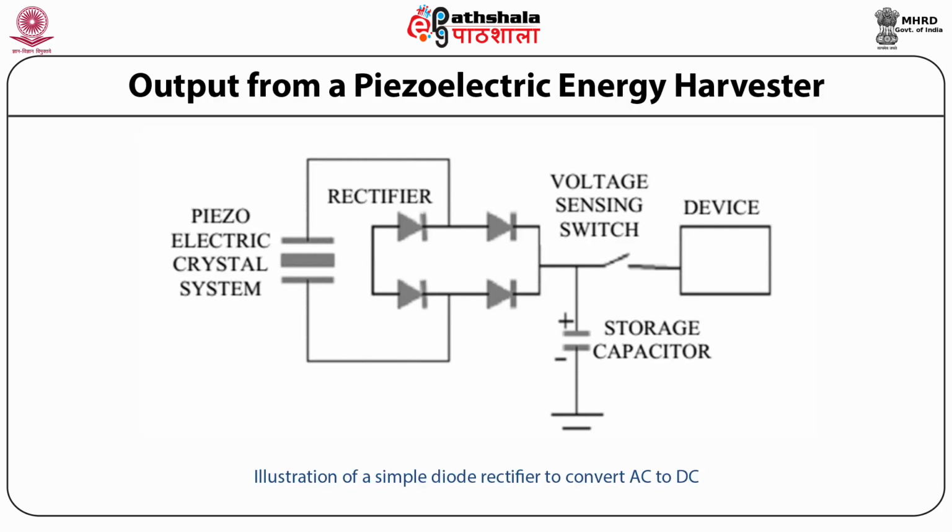In order to use this voltage for low power consuming electronic devices, it has to first be converted into a DC signal. This is done with the help of an AC to DC converter, as shown in this figure. This is followed by a storage capacitor, which gets charged by the rectifier up to a pre-decided voltage, at which the switch closes and the capacitor discharges through the device. In this way, the energy can be stored in the capacitor and discharged when required.